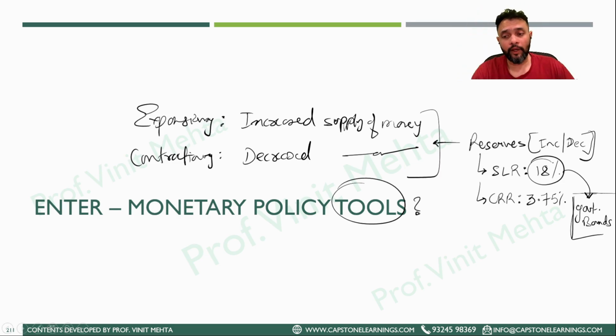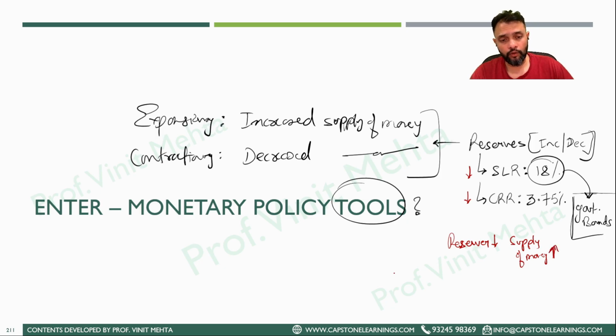Remember, my question is, how do they increase the supply of money? Very simple. They will reduce the reserve requirement. When they reduce the reserve requirement from 18% to 15%, say for example, or 4% to 1%, now the banks will have more money in their hands to give loans in the system, and the supply of money increases in the economy. Do you agree that when the reserve requirement is reduced, the supply of money increases?